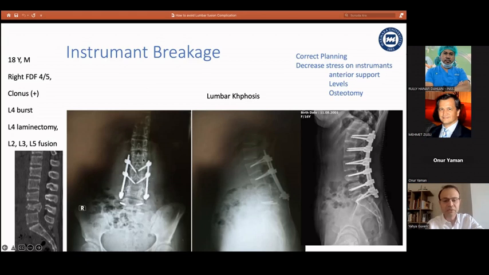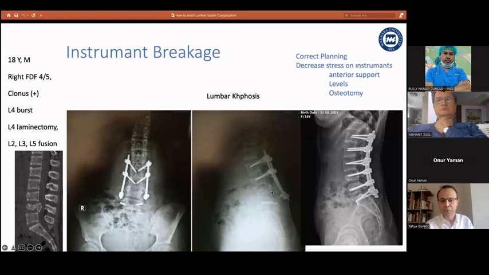This is very weak for these patients. Only one level below the major area is not enough for correction, and for a heavy spine we need an extra level inferior. After one year, she had instrument breakage, and we could restore it again.